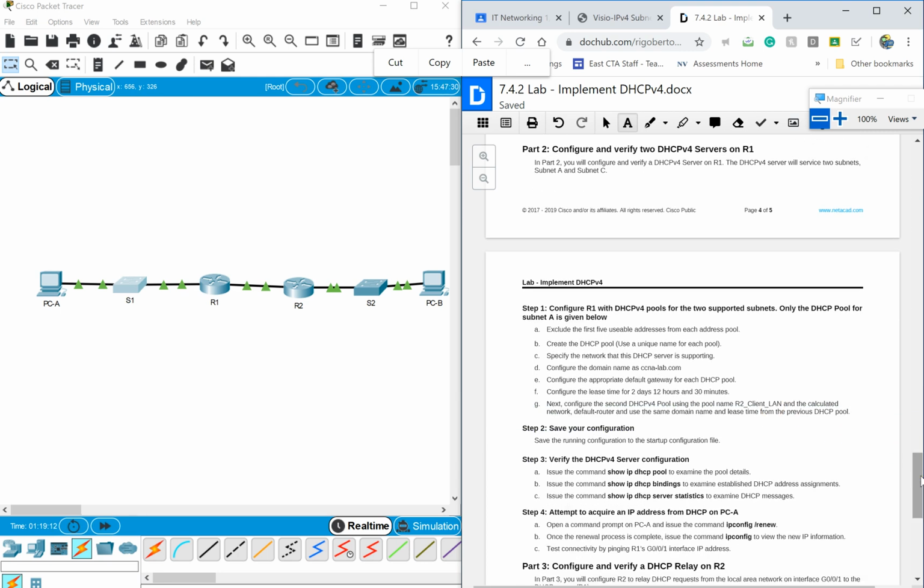We're going to configure 2 DHCP servers on R1. So on R1, we're going to have 2. So you will configure 2 DHCP servers, right? Given the following information below, exclude the first 5 usable addresses from each pool. It says create DHCP pool. Use a unique name for each one. Specify the network that this DHCP server is supporting.